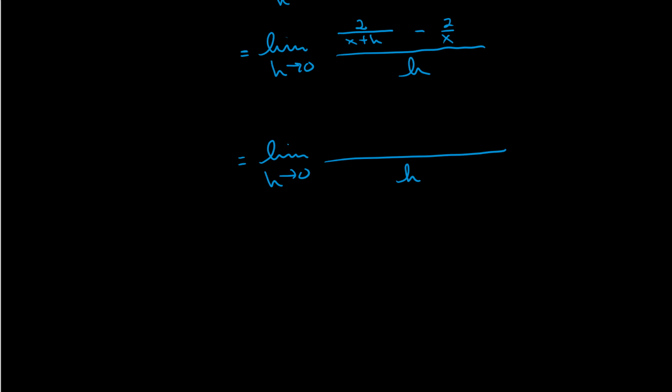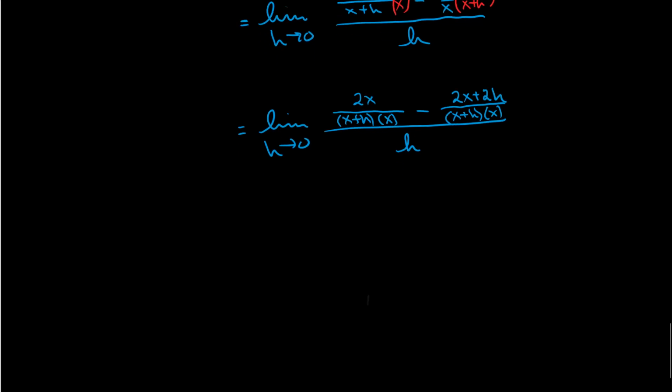To combine the two fractions, the first thing I need to do is get a common denominator. The first fraction has a factor of x plus h in the denominator. The second fraction has a factor of x. So I'm going to multiply the first fraction by x over x, and the second fraction by x plus h over x plus h. When I do this, my first fraction has a denominator of x plus h times x, and the numerator is 2x, minus. In the second fraction, the denominator is x plus h times x, but be careful, this time I have to take 2 times x plus h. In other words, I have to distribute, and I get 2x plus 2h.